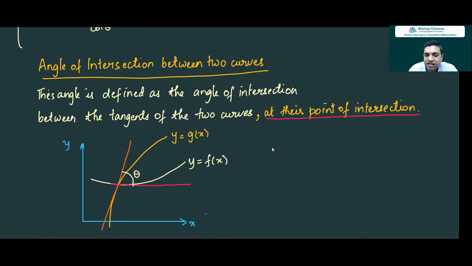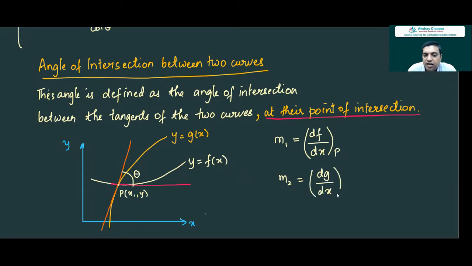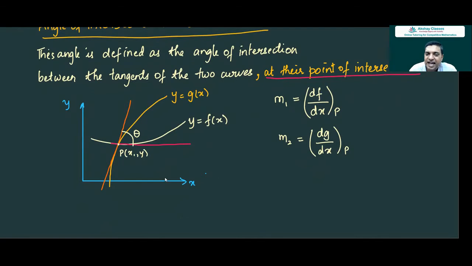So how to find the angles? m1 is dy by dx for the first curve, that means df upon dx, for the first curve. At what point? Let's say this is the point of intersection, P, (x1, y1). So at P, m2 is dg upon dx at P. And what is the angle theta?